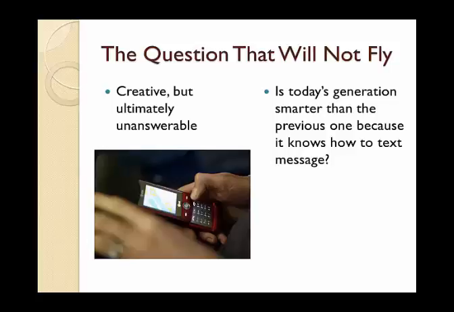Is there a way to measure the intelligence of teenagers today and compare it with the intelligence of teenagers 40 years ago? Instead, you could focus on the part of the question that fascinates you more. For example, you might ask, how does text messaging influence the way teenagers communicate with each other face to face?